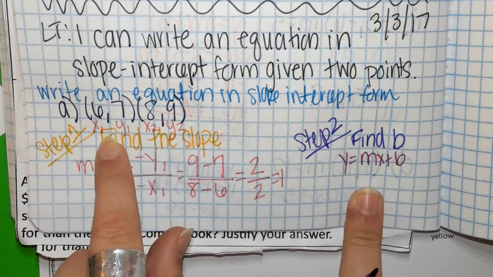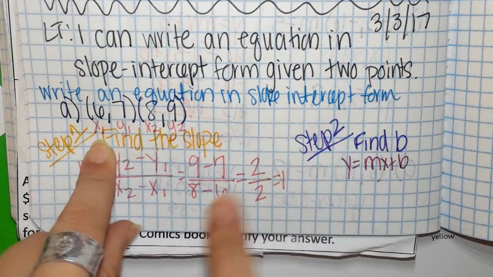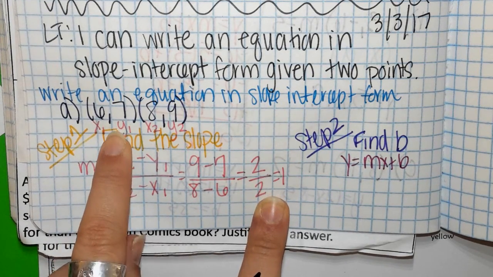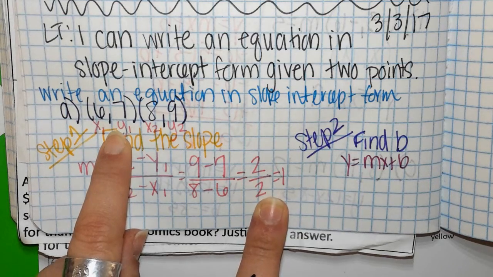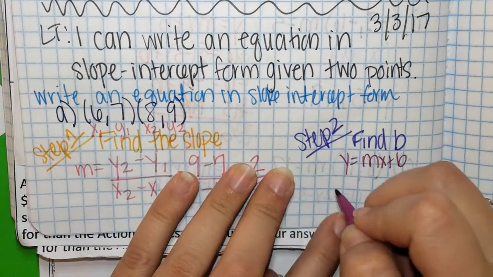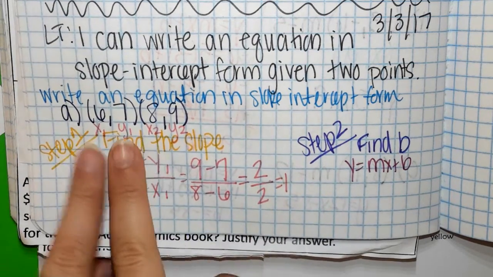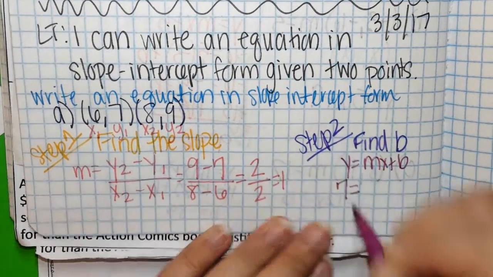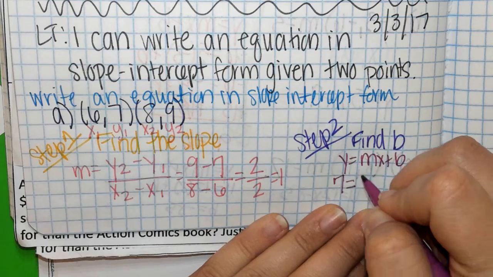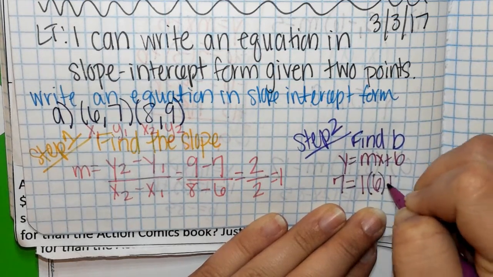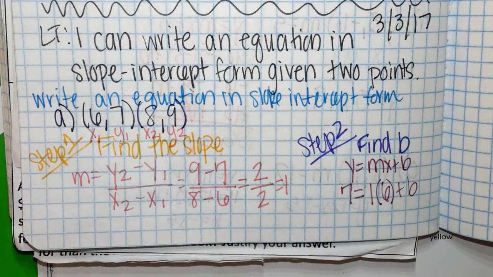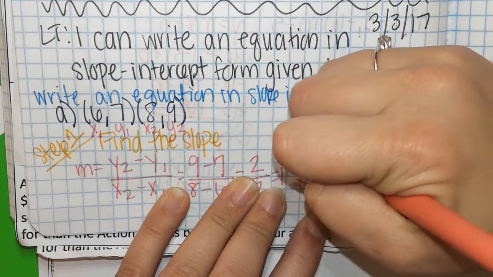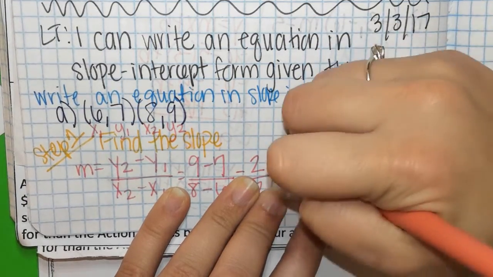So step 1 is to find the slope. So we're looking for our m. Step 2 is to plug in our slope and our first point. What is our first point? 6, 7, right? So what's the y value of this? 7. What did we find our slope was? 1. 7 equals 1 times 6 plus b. Alright, now let's make a note that says use first point.